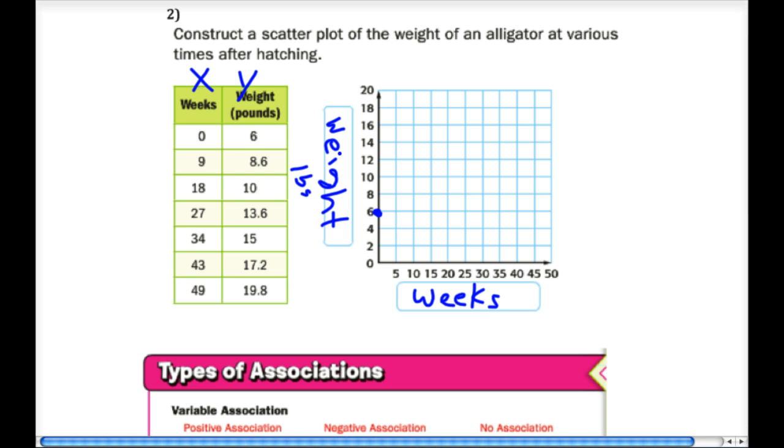9, 8.6, 18, 10, 27, 13.6, 34, 15, 43, 17.2, 49, 19.8.